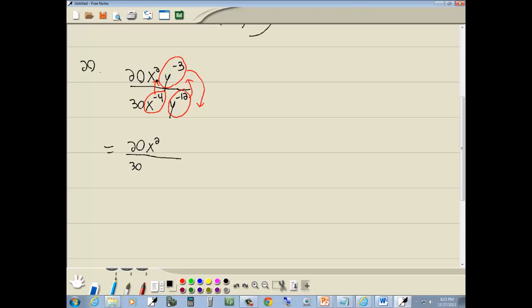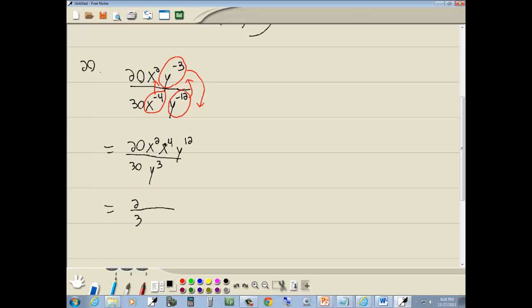This x to the negative 4, I took it up on top to the numerator. It becomes x to the positive 4. This y to the negative 12, I moved it up on top. It becomes y to the positive 12. Now this y to the negative 3 I took down below, and it becomes y to the positive 3. Well, I can do a little bit of simplifying. 20 and 30 are both divisible by 10. 20 divided by 10 is 2. 30 divided by 10 is 3.